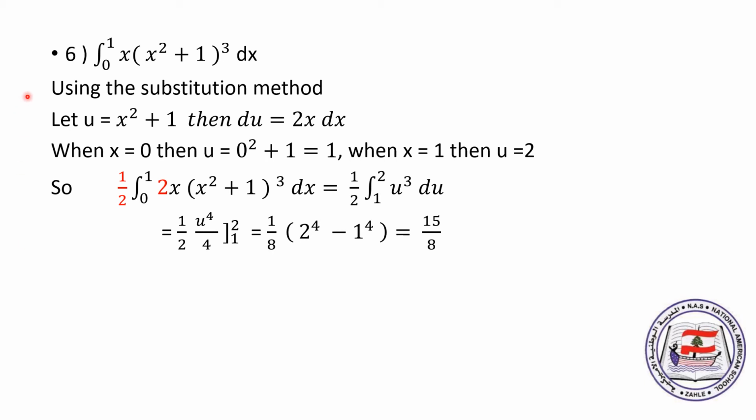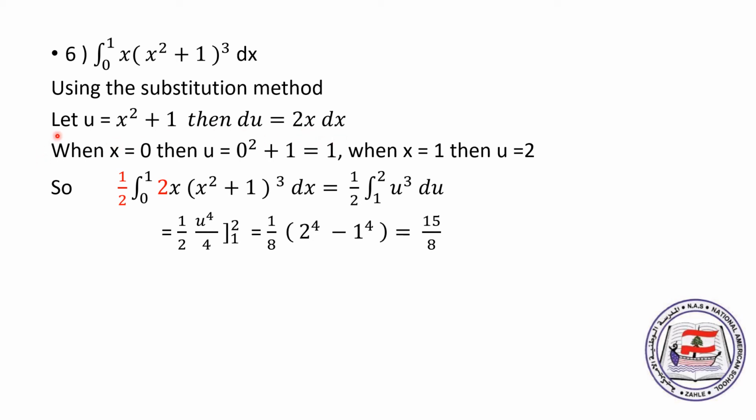And number 6, the integration over 0, 1 of x into (x squared plus 1) to the power of 3 dx. Again, it's an integral that cannot be rearranged or reduced in one of the rules taken. So we need to use the substitution method in order to change the form of this expression. So take u equal x squared plus 1, then the derivative over u is 2x dx.